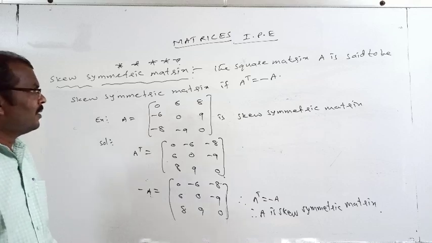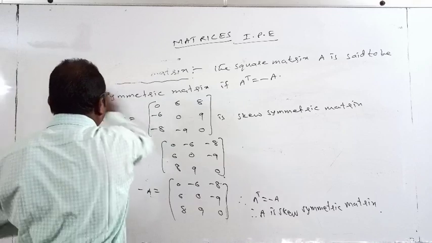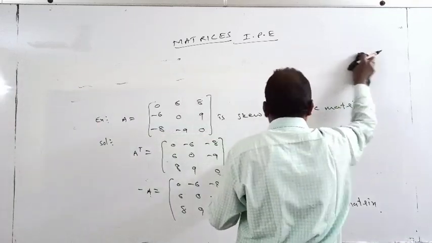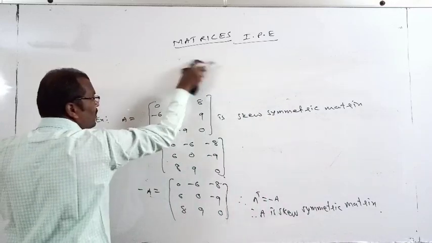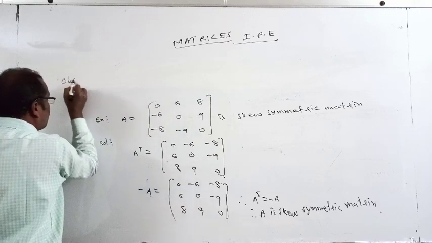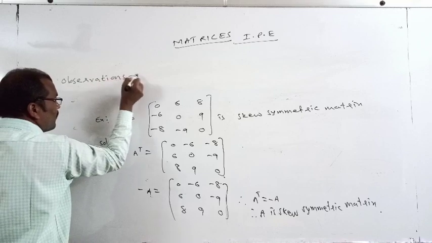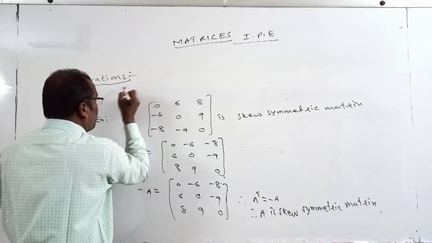Now, we are going to see the properties and the observations. We are going to see the nature of the skew symmetric matrix. Observations. Observation number 1.